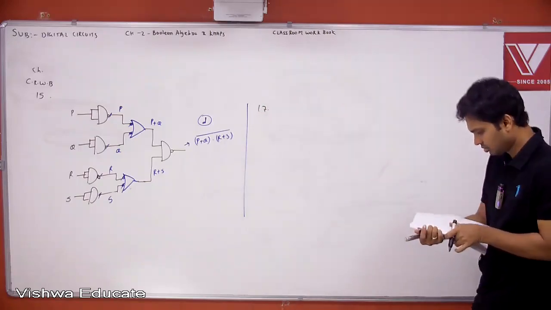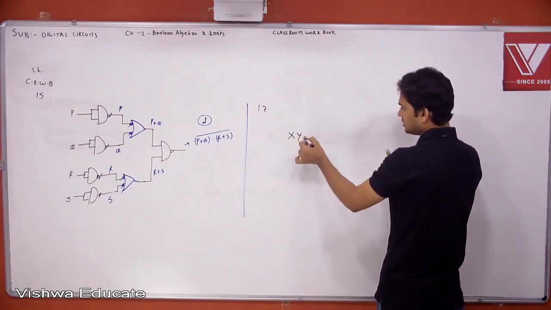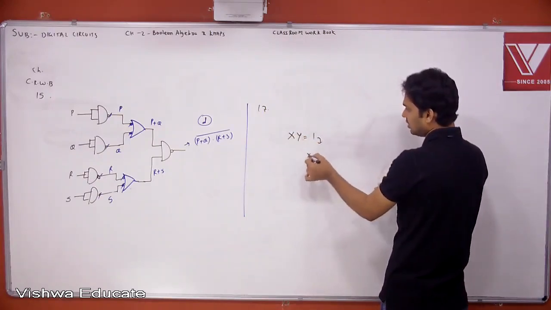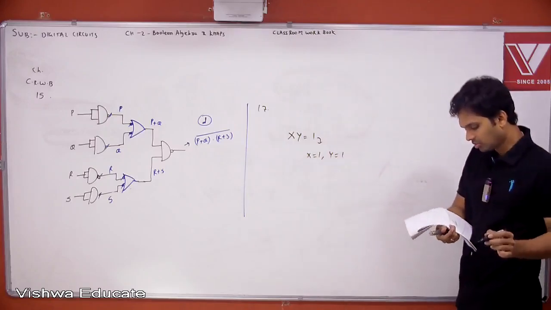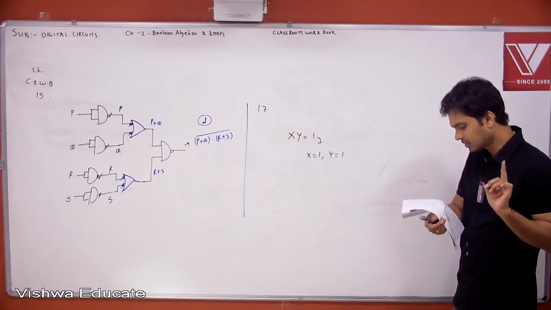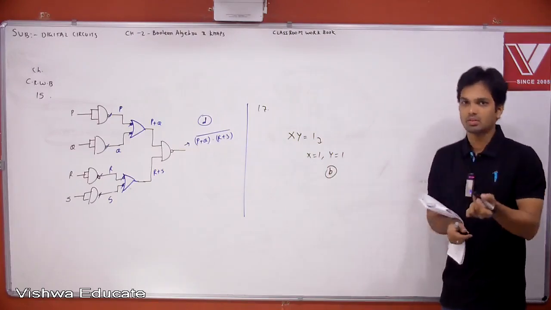Seventeenth question. See, he has given all conditions, but one simple, important condition is x, y equal to 1. What is the meaning? x equal to 1 and y equal to 1. You see the options, only one option is satisfying x and y both being 1, that is option B. So don't waste much time here.